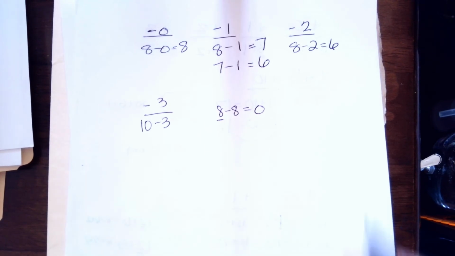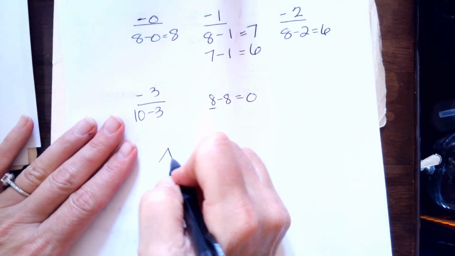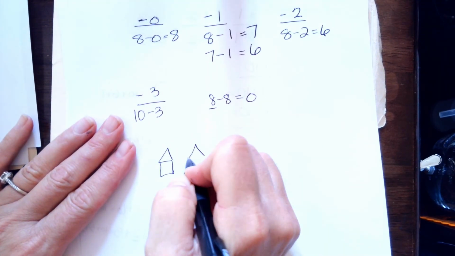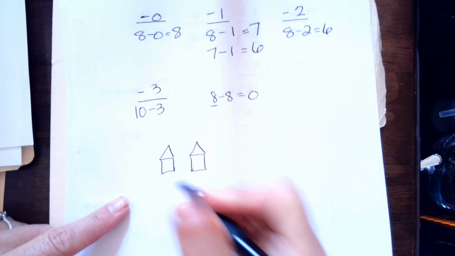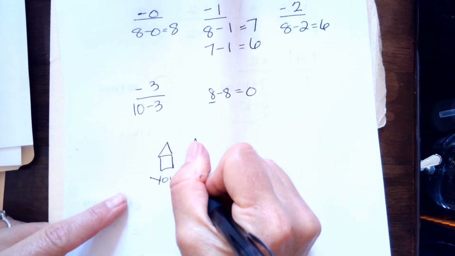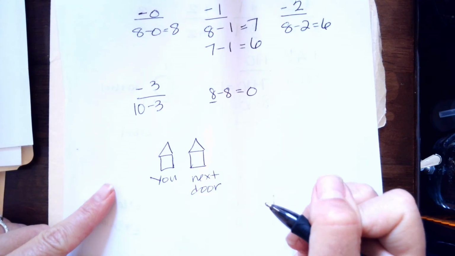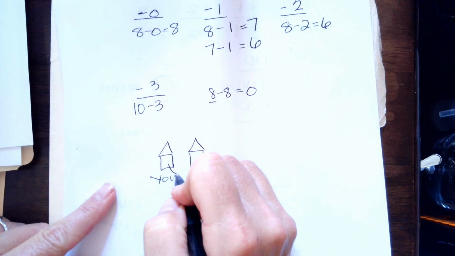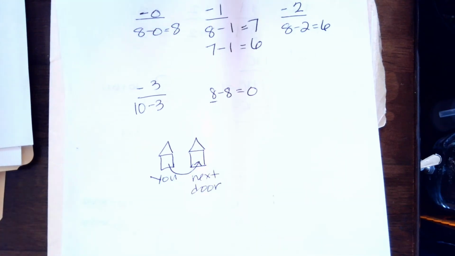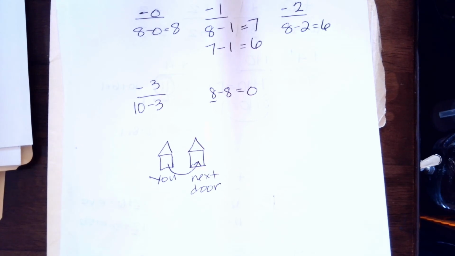All right, our next one is really cool. So here's where you live and here's where your next door neighbor lives. So this is you and this is your next door neighbor. Now, how many houses do you live from your next door neighbor? My next door neighbor is 1. So it's 1 house away from where you live, right?